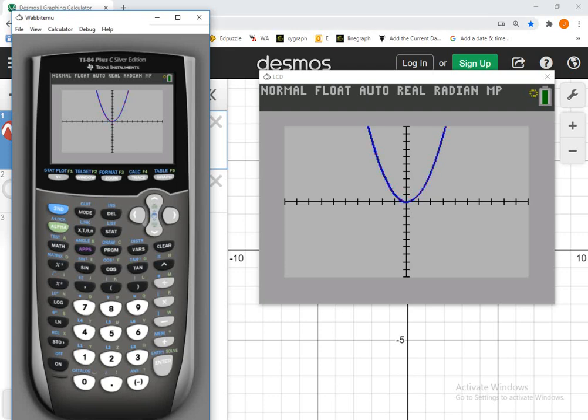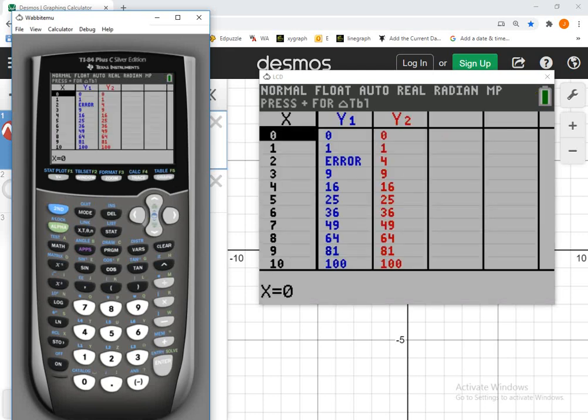Now what would be nice is if at 2, 4 it would skip a pixel or something, right? But it doesn't do that. The way that I'm going to have to realize that I've got a hole here is I'm going to have to hit second and then go to my table, and you can see what your table does.